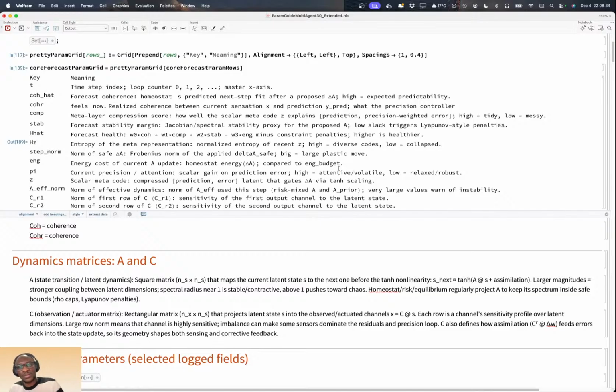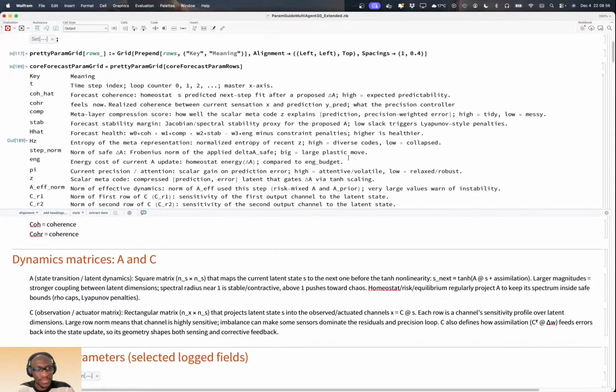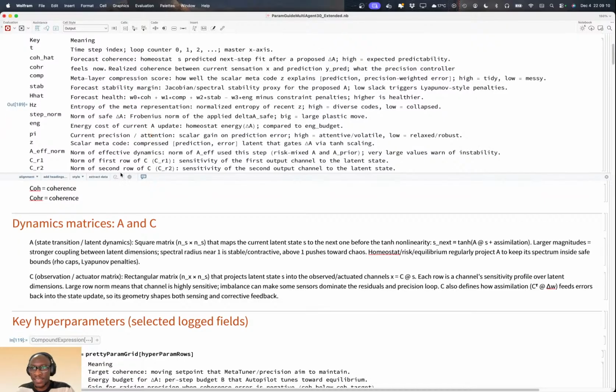They're not too intertwined. The system has to decide whether it should pay more attention to chaos or not. Attention might be guiding us in terms of how much energy we should spend on what we should be paying attention to, all those ideas for prediction errors. And that's about pi, the attention gain, and yes, the scalar metacode.